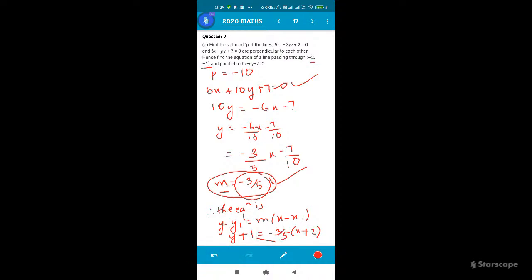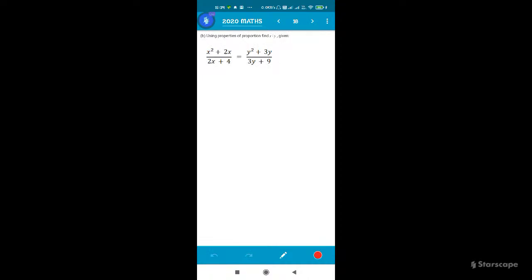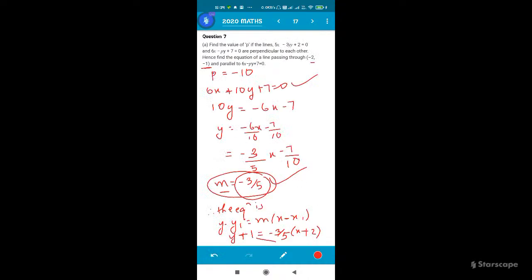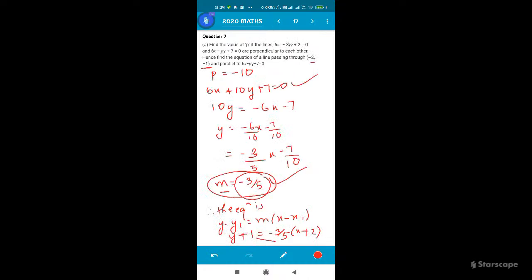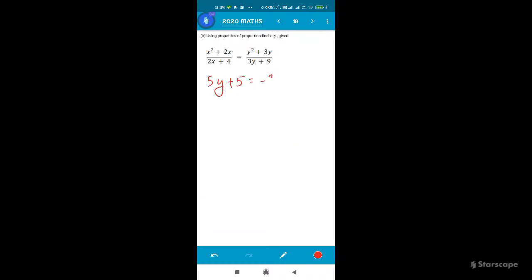So we are going to multiply 5 with the left hand side. So we will have 5y plus 5 is equal to minus 3x minus 6. So we can write it as 3x plus 5y plus 11 equals 0. If you solve it, you are getting this answer. This is the equation of the required line. So I hope this question is also clear to you.